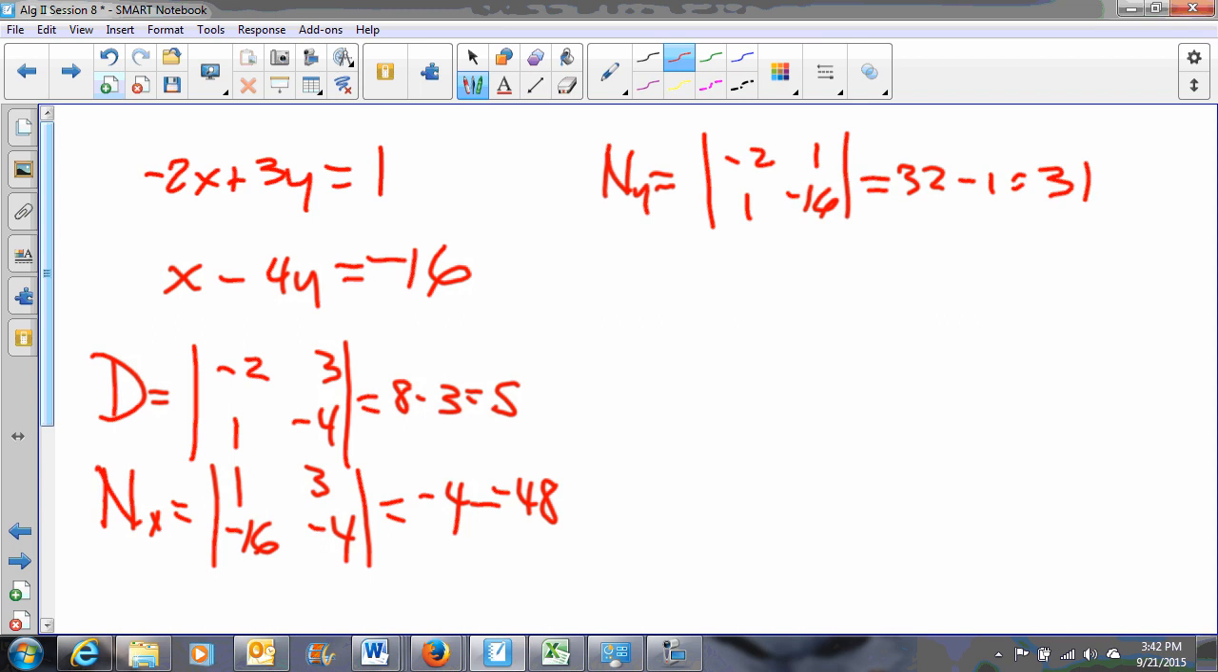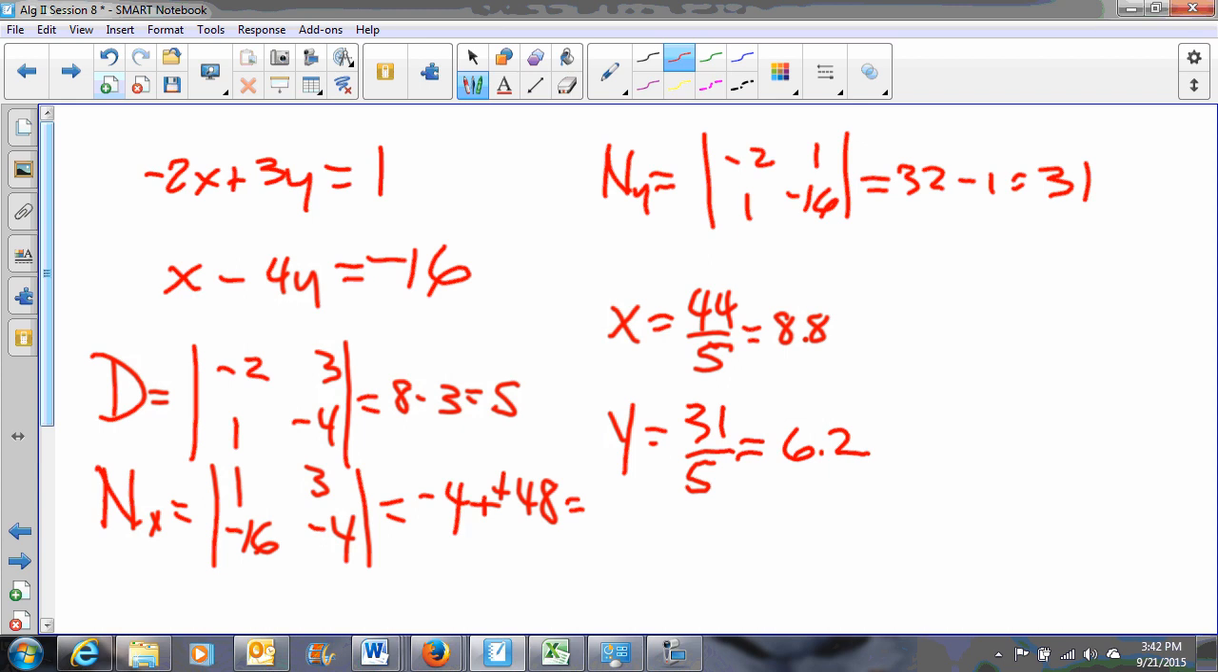All right, so x is going to be 44 over 5, which is 8.8, and y is going to be 31 over 5, or 6.2. Now let's see if that worked.